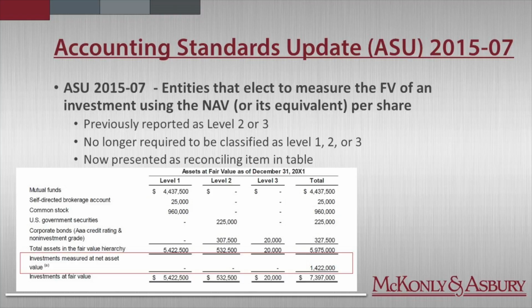And as I mentioned earlier, there was some discrepancy between practice, and sometimes they were reporting it as level 2, sometimes it was level 3, and there just wasn't really a consistency. So now there's no level, and it just goes in the total. And it's needed so that you can tie the total investments at fair value. If you look in the bottom right-hand corner, the $7,397,000 would tie to the face of your statement of net assets available for benefits.